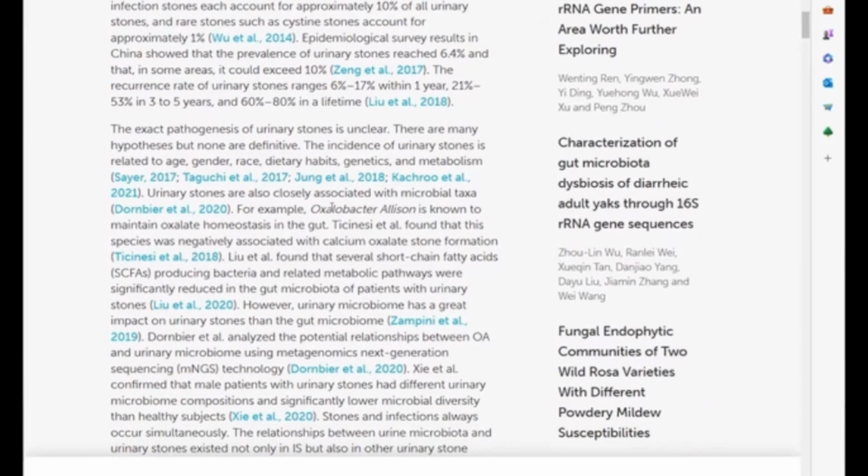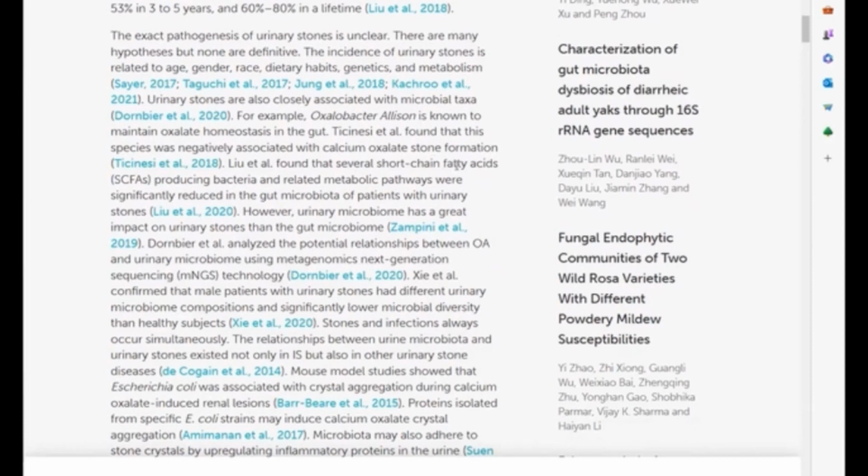So Oxalobacter is known to maintain oxalate homeostasis in the gut, which is what I've said. I said if there are certain antibiotics that we've taken during our life, we are actually depleting or destroying the population of Oxalobacter. The species was negatively associated with calcium oxalate stone formation, and it continues to say that several short-chain fatty acid producing bacteria were reduced in the gut as well. This is, again, consistent with what I'm seeing in stool testing, where a lot of my patients don't have a good abundance of the short-chain fatty acid producers.